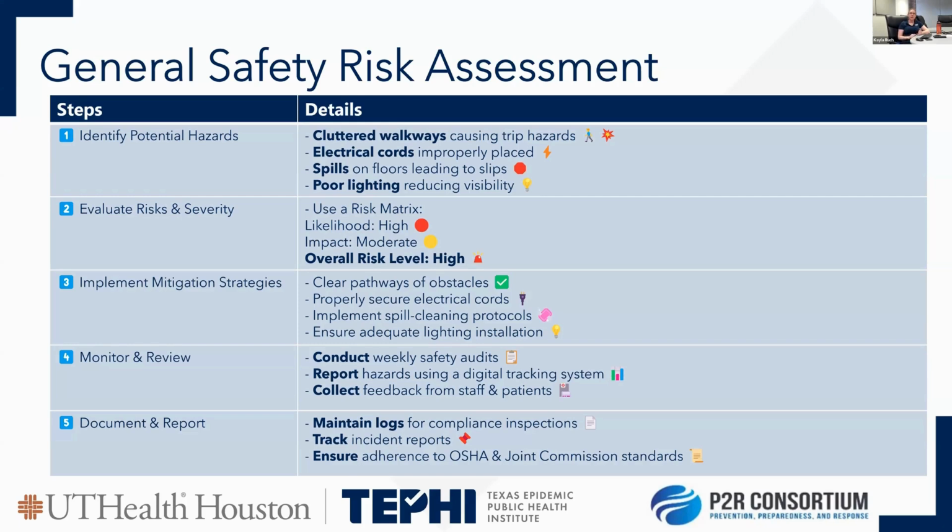Then the next step is evaluating your risk. How severe is this? Is this a high issue? Is it moderate? Is it overall a high impact? If you have a cord in a busy area that's not taped down and multiple people are going to fall, that's a high issue. So when you are evaluating if there's any spills on the floor, that's also going to be a high issue.